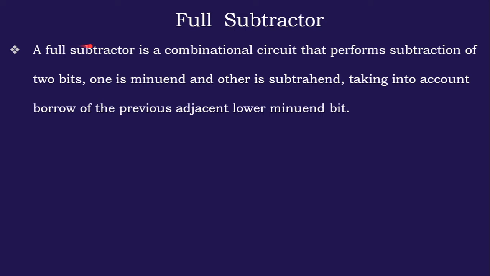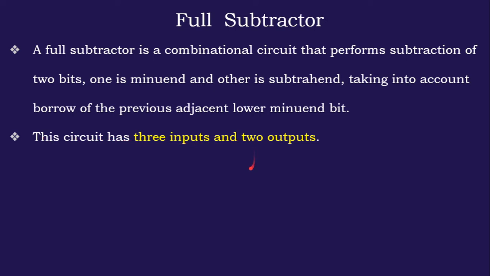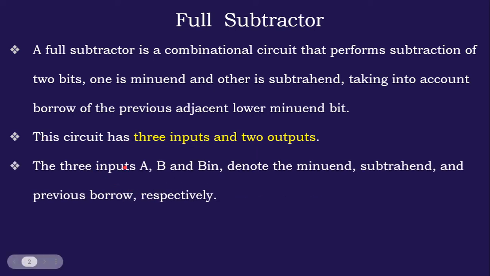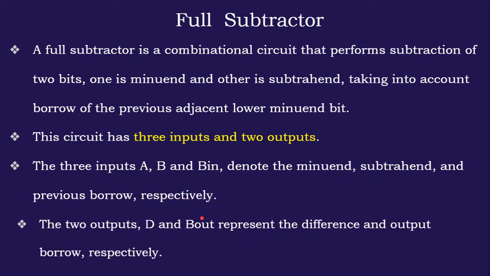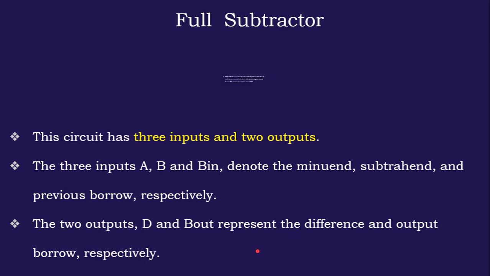A full subtractor is a combinational circuit that performs a subtraction of two bits. One is the minuend and the other is the subtrahend, taking into account the borrow of the previous adjacent lower minuend bit. The circuit has three inputs and two outputs. The three inputs are A, B and borrow in, B in, which denote the minuend, subtrahend and the previous borrow respectively, and the two outputs are the difference and the borrow.